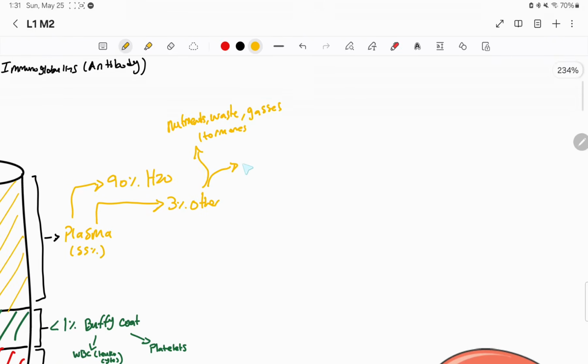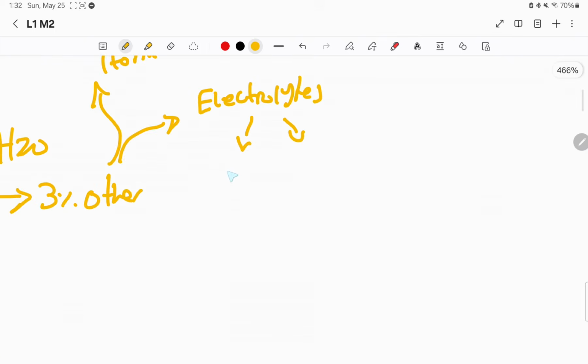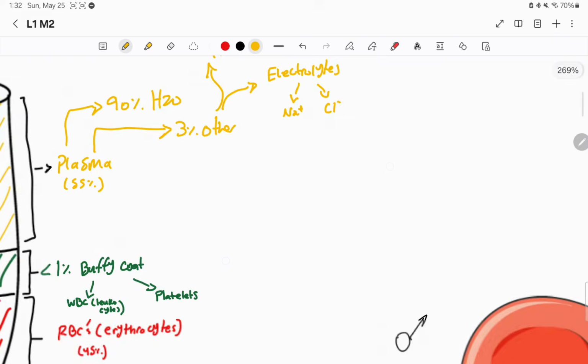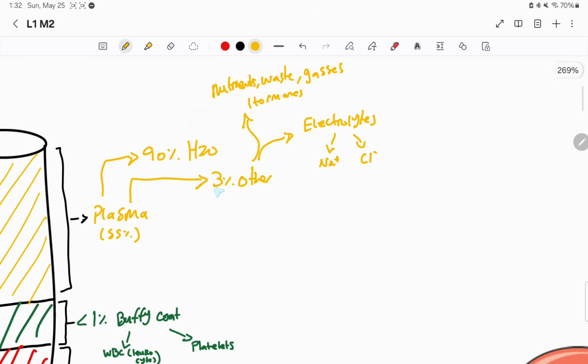Okay. The other portion of this other is electrolytes. Okay. Electrolytes. Your most abundant electrolytes inside of your plasma are actually going to be your sodium and your chloride ion. Okay? So remember, chloride has a negative charge, sodium has a positive charge. Okay, they're pretty abundant inside of your plasma. All right, so that's 93%.